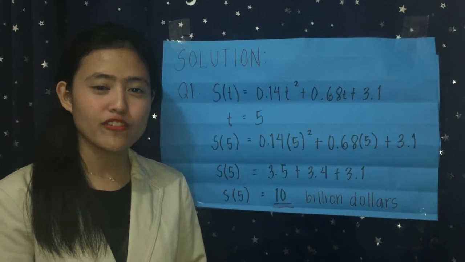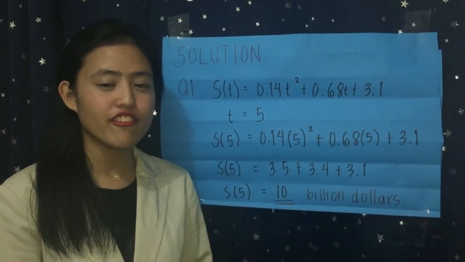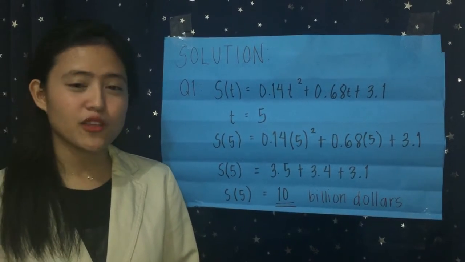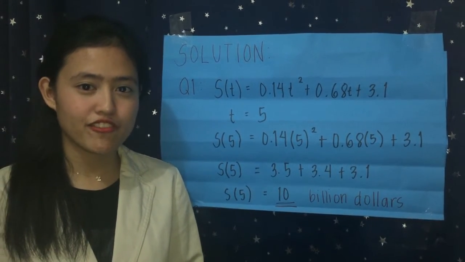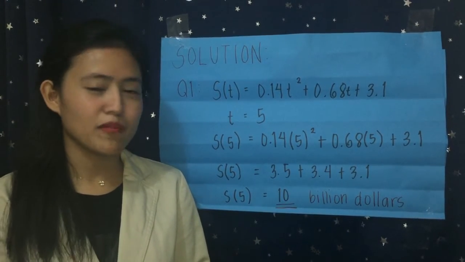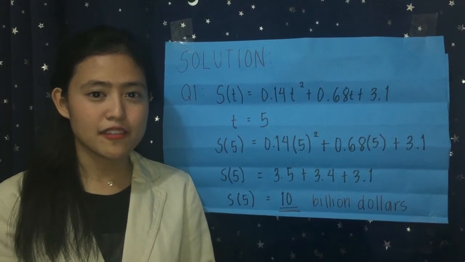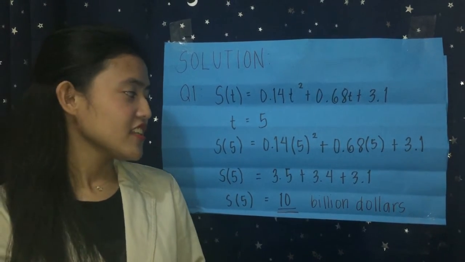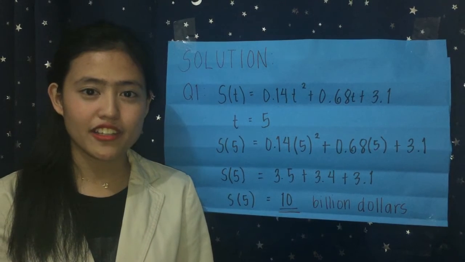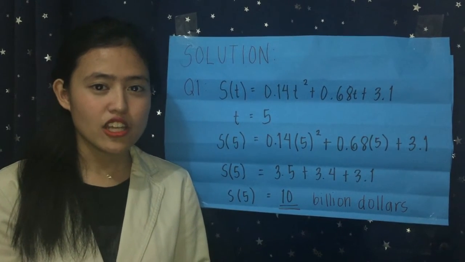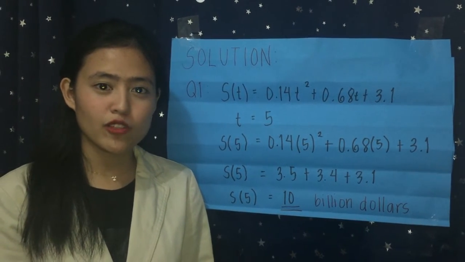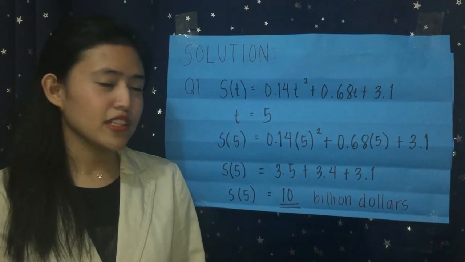So now we can solve for the sales by substituting 5 for t. So it will be s of 5 is equal to 0.14 times 5 squared plus 0.68 times 5 plus 3.1. And we can simplify it by getting the sum of 3.5 plus 3.4 plus 3.1. And the answer will be 10, which means that the sales of the DSPs at the beginning of 2002 is $10 billion.